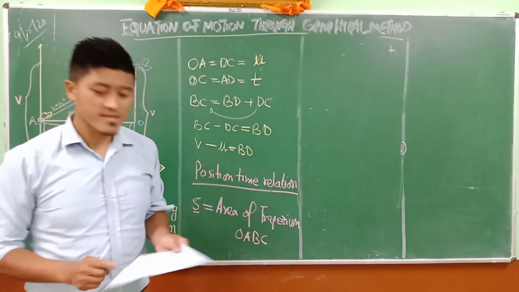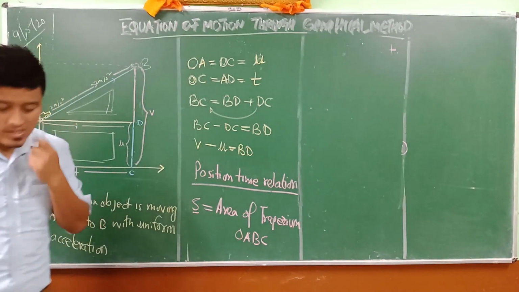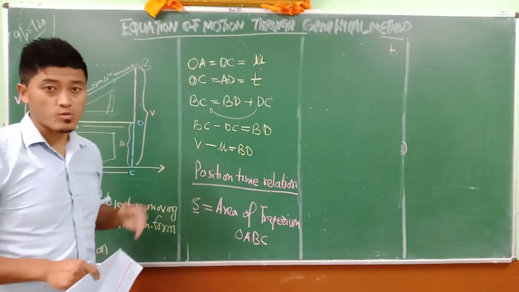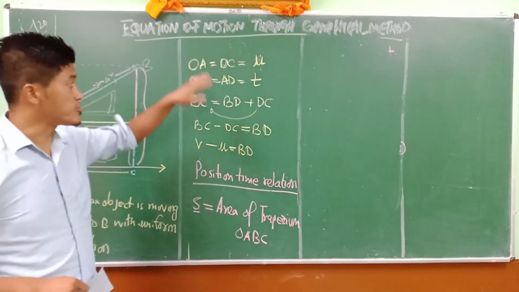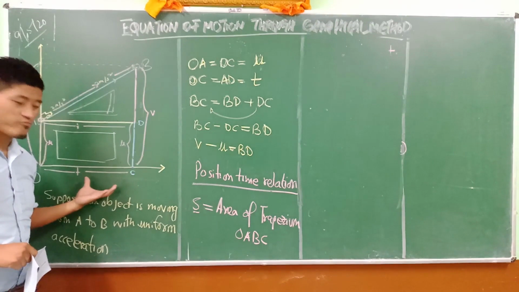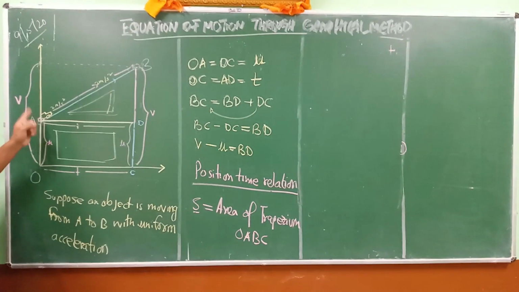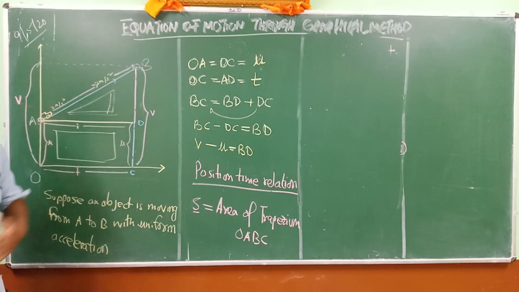So hi again. We are going to now derive the third equation, and I guess it's the same thing we are doing once again, because we are going to derive the third equation of motion through the graphical method. And this is the graph which we have done before, and we are assuming that an object is traveling from A to B with a uniform kind of acceleration, but there is a change in velocity.